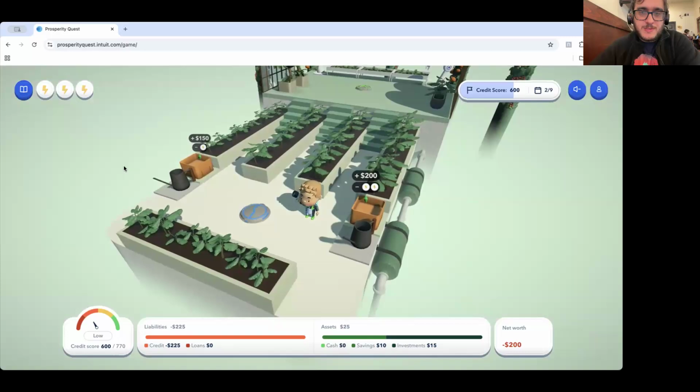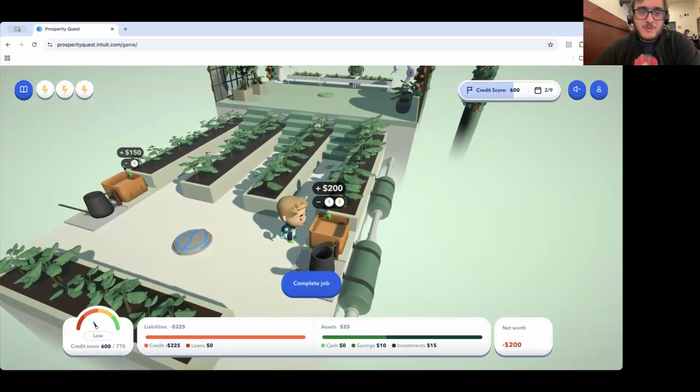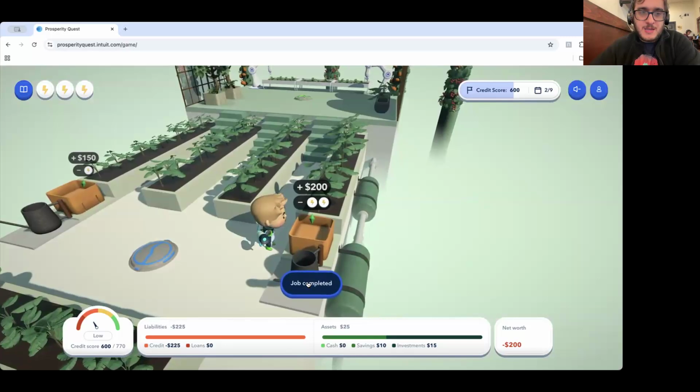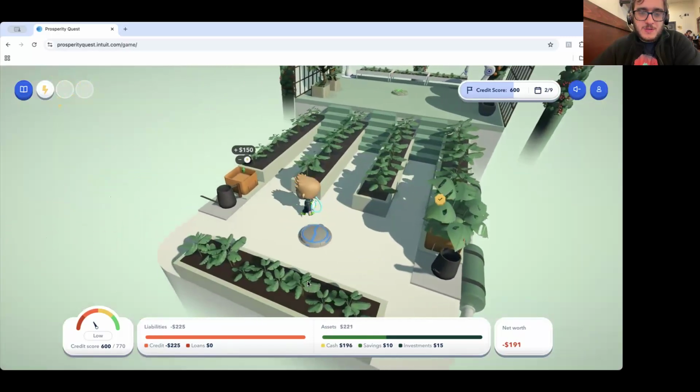Okay, so I have 3 energy points. And it tells me there's 200 here and 150 there. So I'm going to complete this job and make $200.